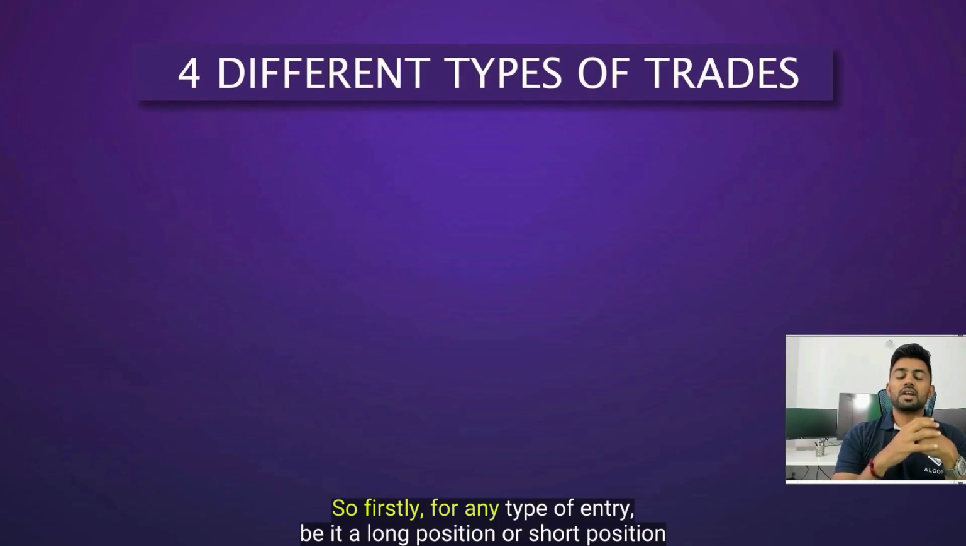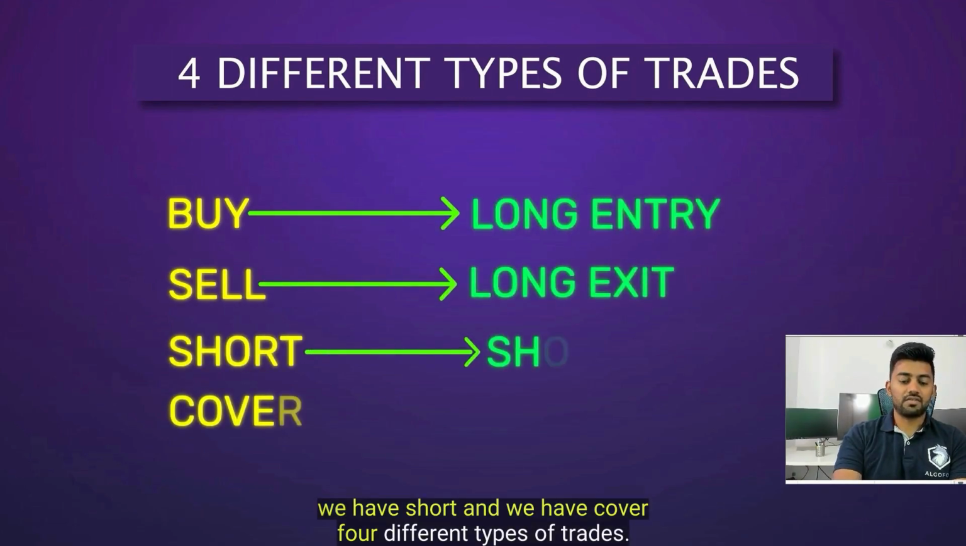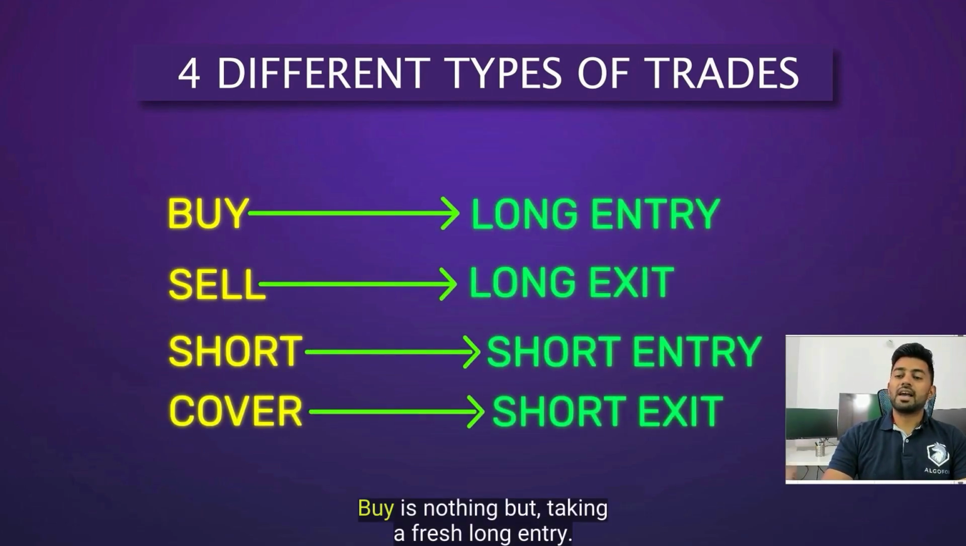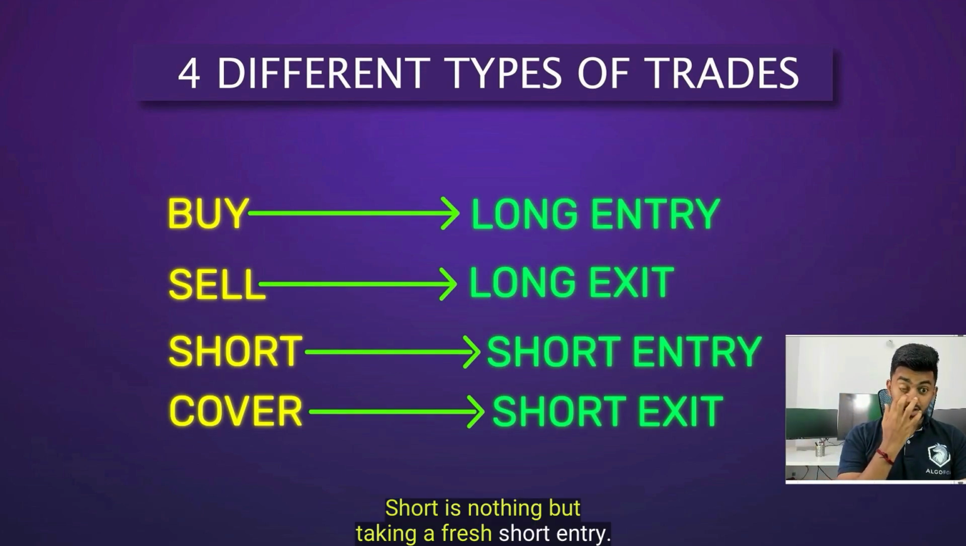So firstly, for any type of entry, be it a long position or short position. So in algo trading, we have buy, we have sell, we have short, and we have cover. 4 different types of trades. Buy is nothing but taking a fresh long entry. Short is nothing but taking a fresh short entry.